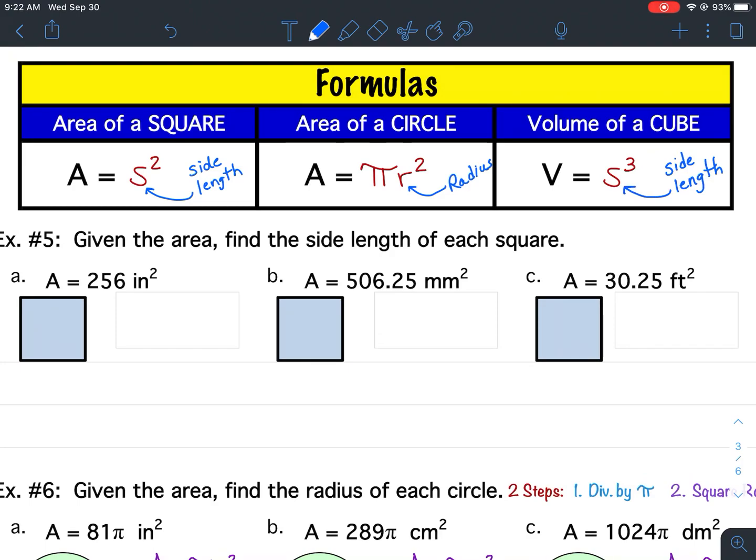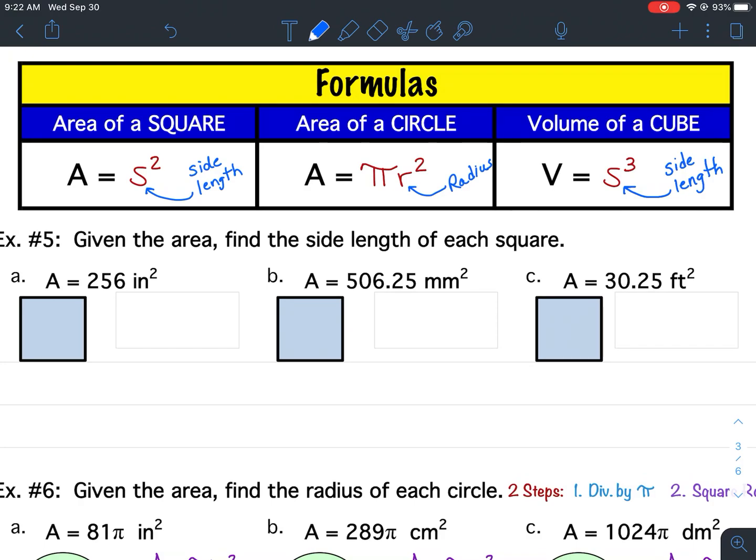Now I know you've used some, if not all, of these formulas before. Before, you may have been given the side length and asked to find the area, or given the radius and asked to find the area, and so forth, or the side length and asked to find the volume. But in this lesson, we're going to be working backwards. In other words, we are going to be given the area or the volume, and you're going to find either the side length or the radius.